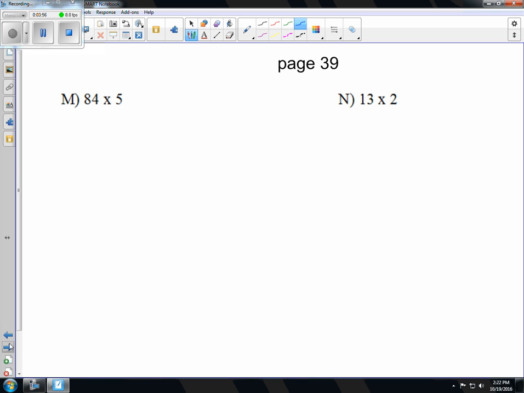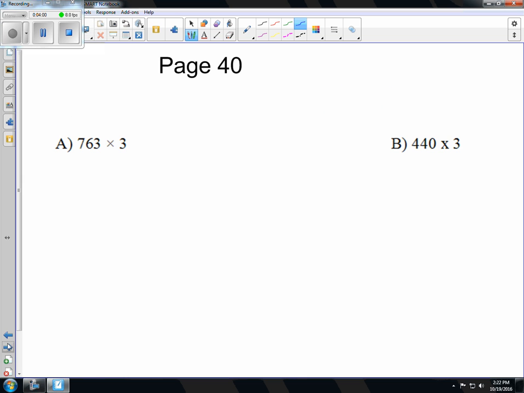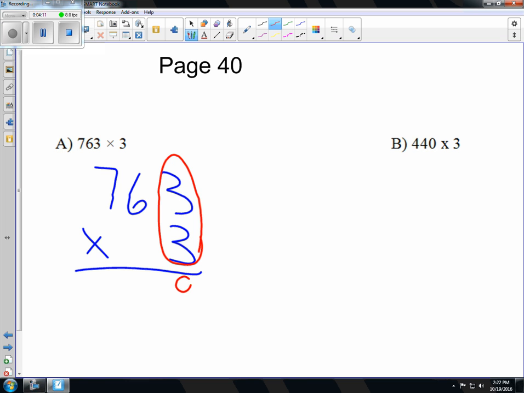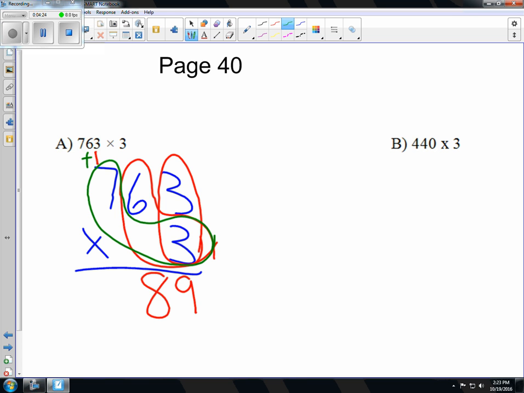We're going to skip, and we're going to do some that are 3-digit this time, because they're a little different. And this time I'm going to circle them to follow along. So the first thing I'm going to do is 3 times 3, which is 9. And then I'm going to go to 3 times 6, which is 18, carry the 1. And then I'm going to go to the next one. 3 times 7 is 21, plus 1 is 22.